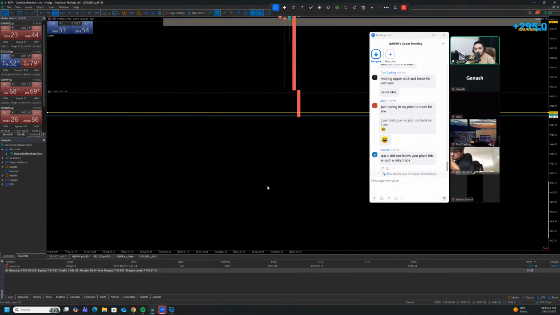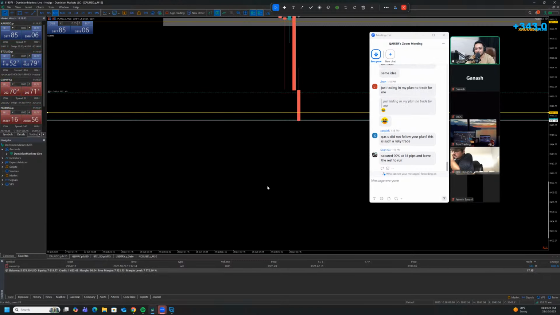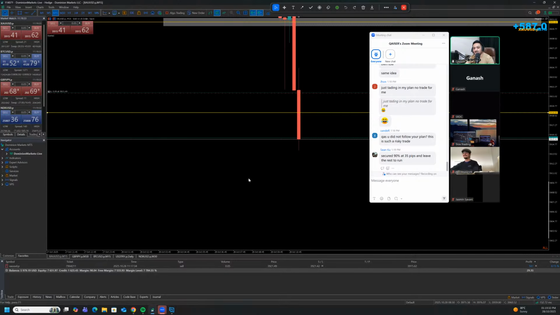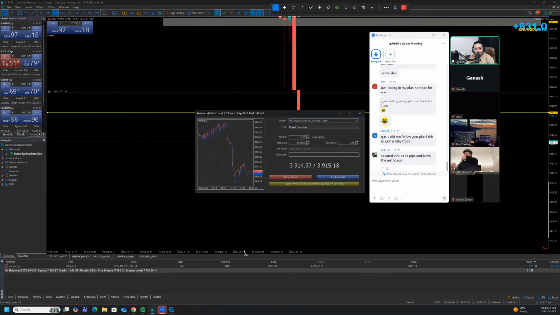Okay, as you did not follow your plan, this is such a risky one. Don't take this one if you're feeling risky. I wanted to play with this. Wow, 60, 70 pips in our pockets. Wow! Beautiful trade. I can secure 90% position here.